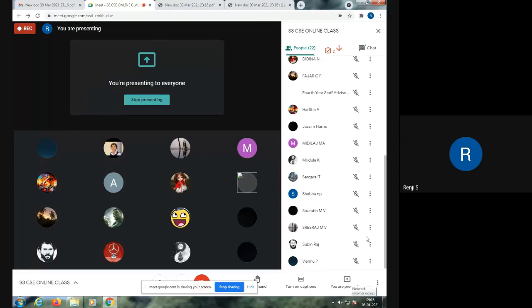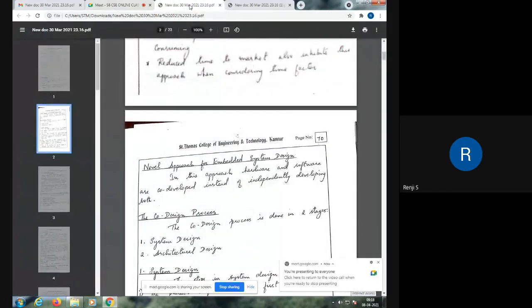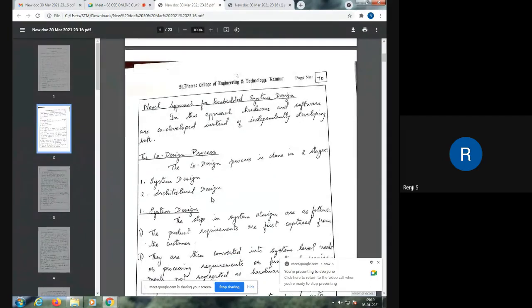But in the new approach, they are both developed together. And what do you call that process? എന്നാണ് ഞാൻ ക്വസ്റ്റ്യൻ ചോദിച്ചത്. പുതിയ അപ്രോച്ചിൻ്റെ പേരെന്താണെന്ന് ചോദിച്ചു. The novel approach for embedded system design. It is called the co-design process, hardware, software co-design process.